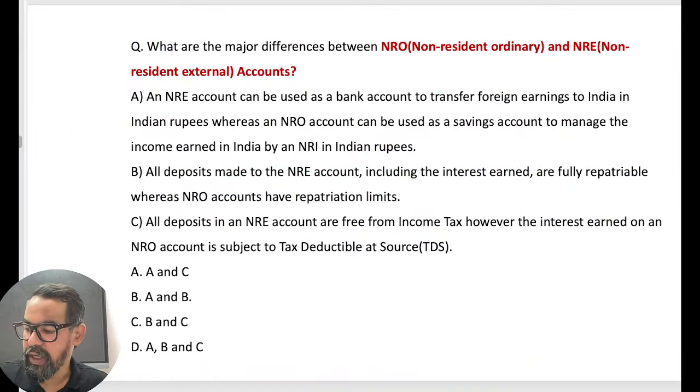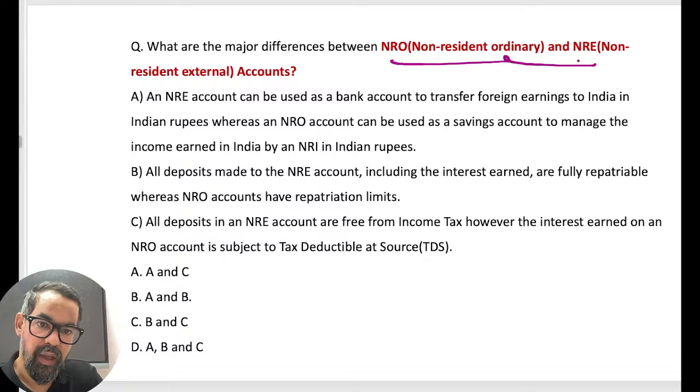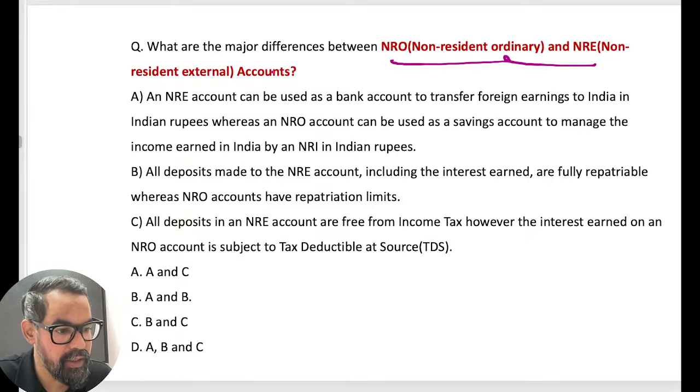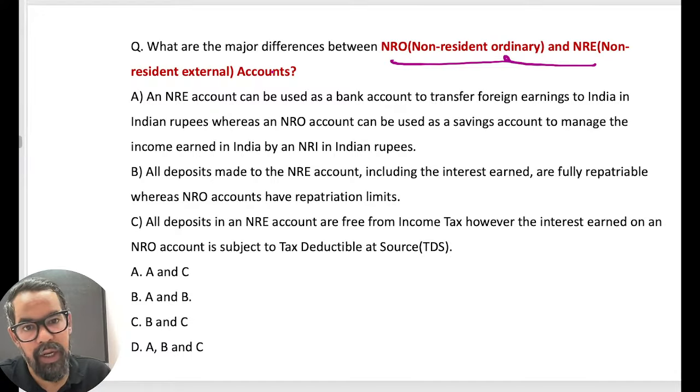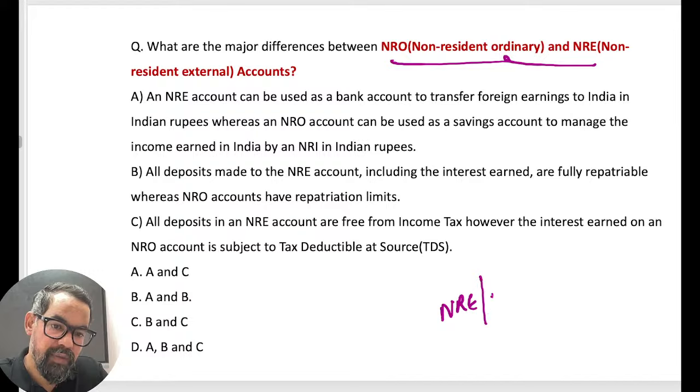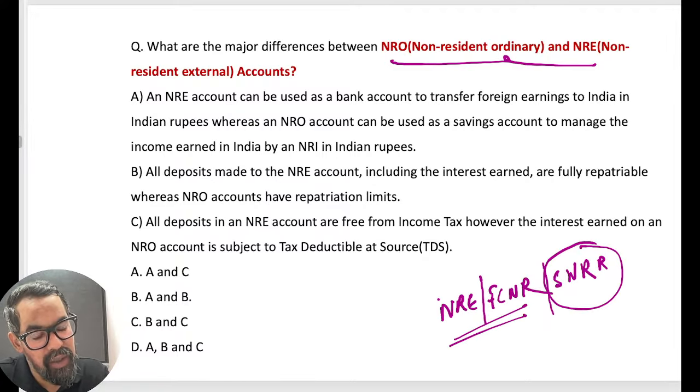Next, first question, guys. What are the major differences between NRO and NRE accounts? So NRE, NRO and FCNR accounts are generally offered by our bank to the NRIs. So these are the accounts which we generally offer to the NRIs, right? And when it comes to NRE accounts, FCNR and even your SNRR, this is something which is a bit different from these two. So the income is your foreign income.